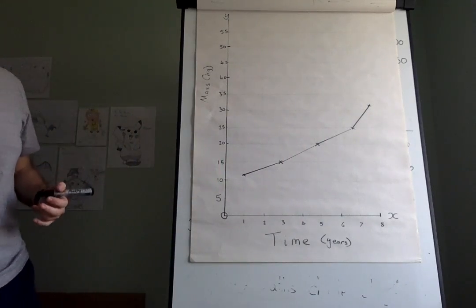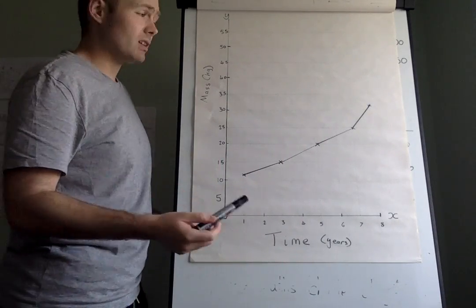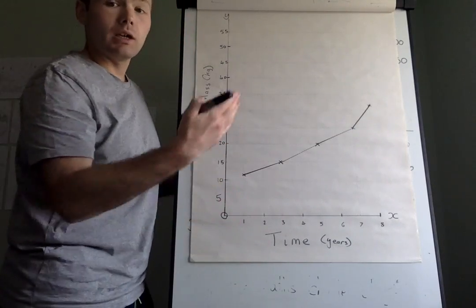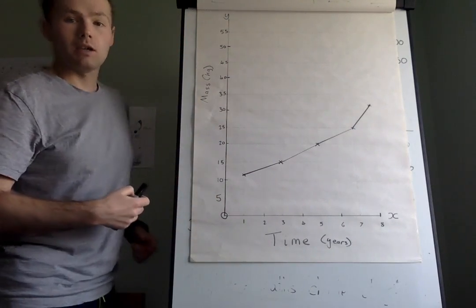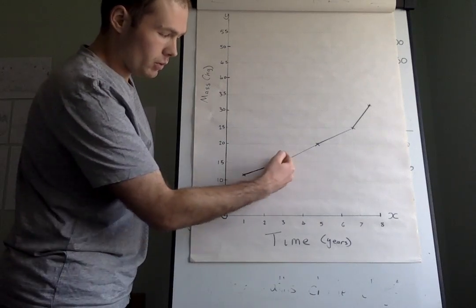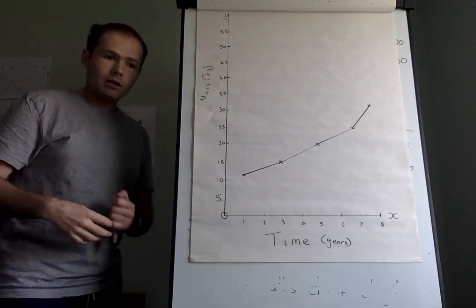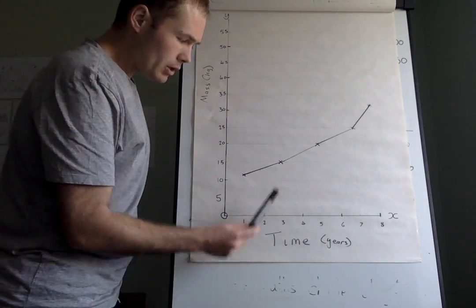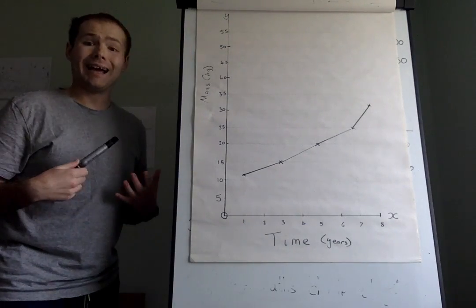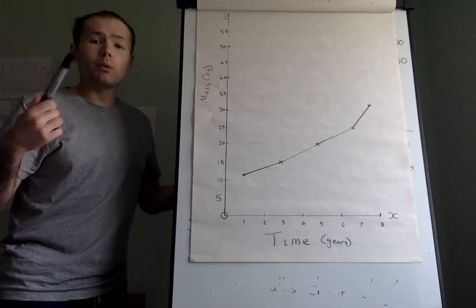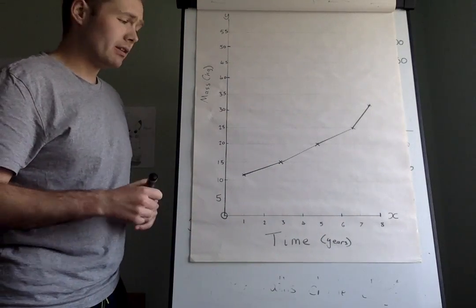So we can tell just by looking, we don't have to do any calculating, we can just look and see that between 7 and 8 years old, his mass increased more than between 1 and 3, 3 and 5, 5 and 7. Now, we're not given data for how much he weighed at 2 years old, 4 years old and 6 years old. But we can use this graph to help us work that out.